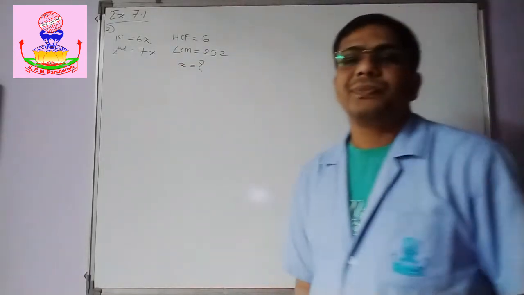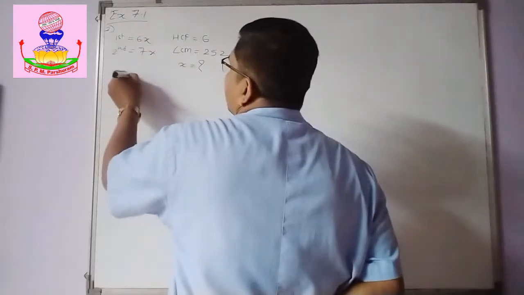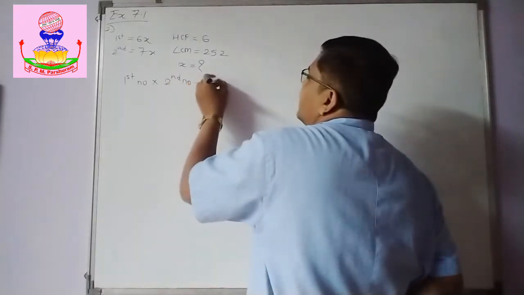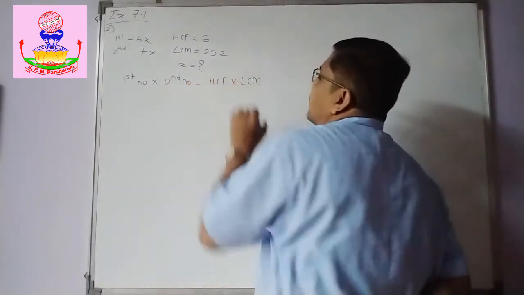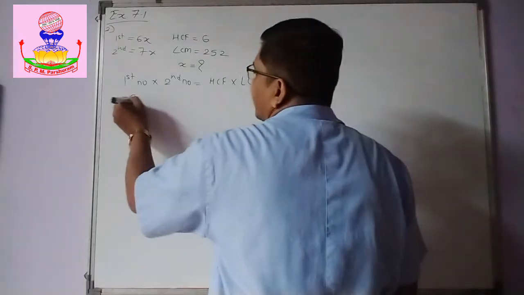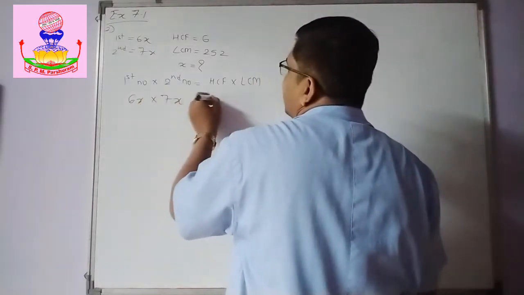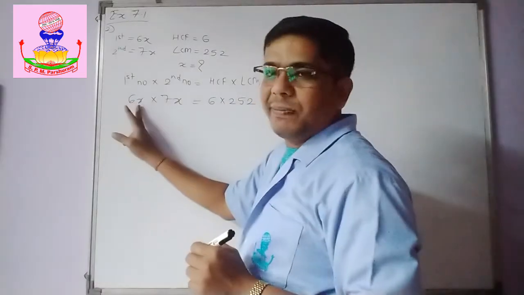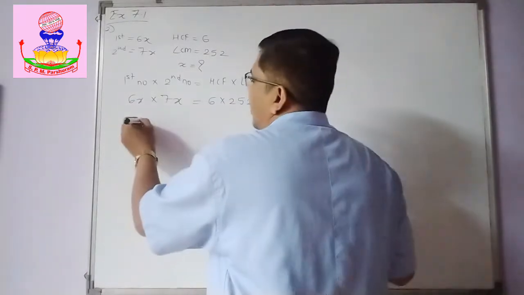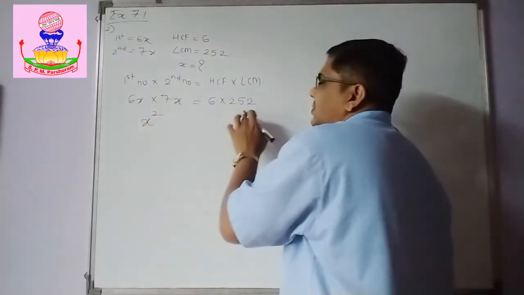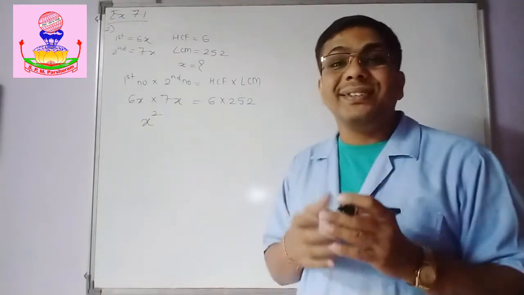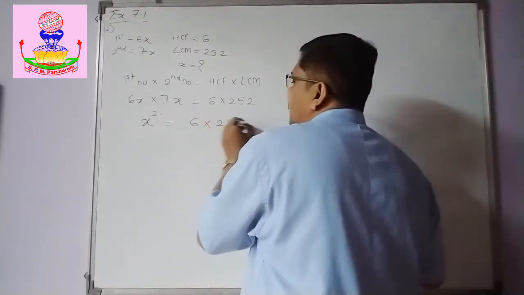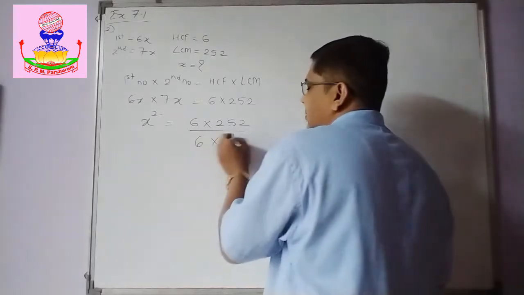So what can we do? We have studied the formula: first number into second number is equal to HCF into LCM. Now the first number is 6x, the second number is 7x, so that is equal to 6 into 252. Don't multiply 6 and 7, just multiply x into x. x into x is x square. Bring this 6 and 7 to this side, so they are in the denominator and will get cancelled. So 6 into 252 divided by 6 into 7.